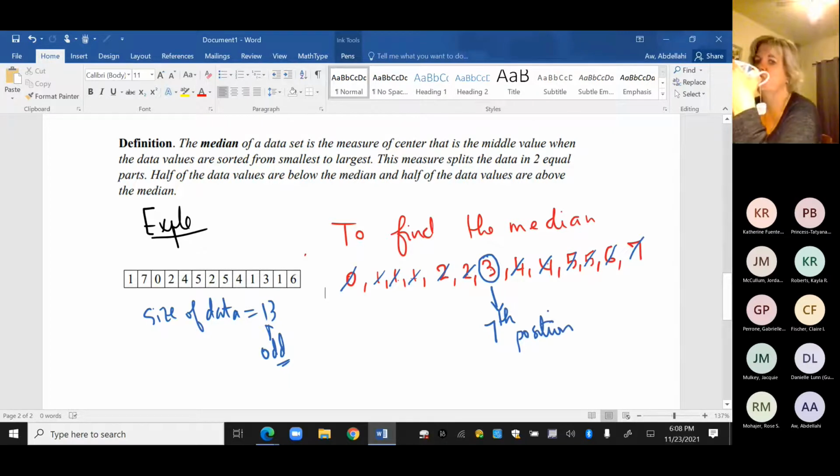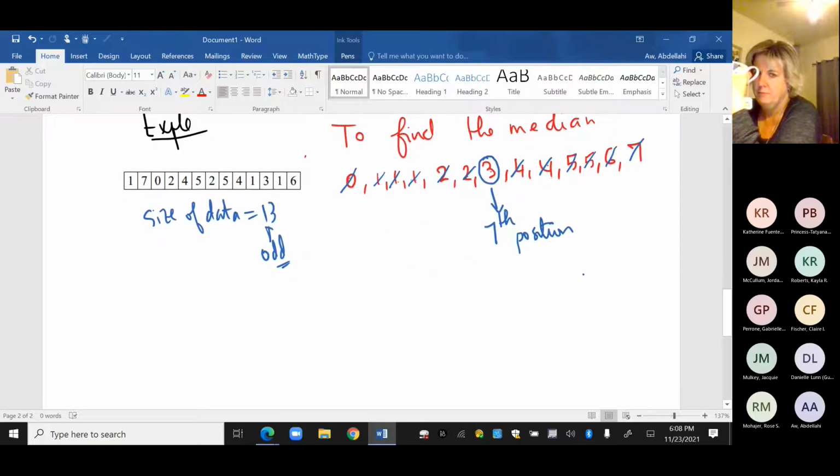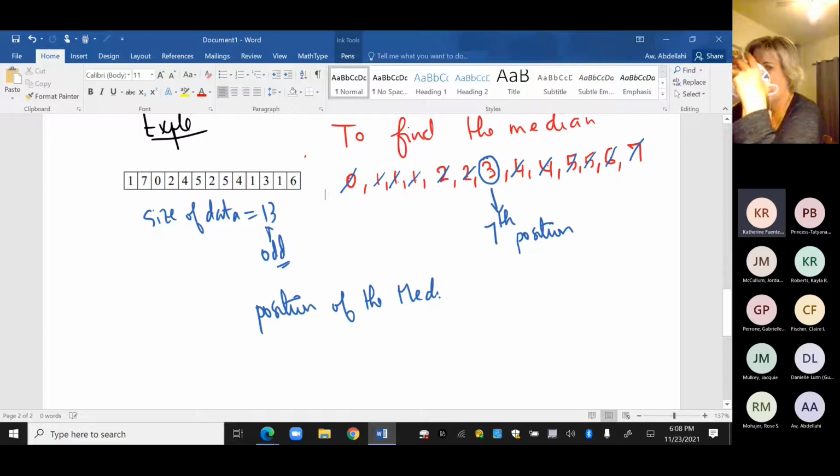There is another way: there is a mathematical way to find that 7th position. What is that mathematical way? What is the size of the data? It's 13, right? You add 1, and then you divide by 2.